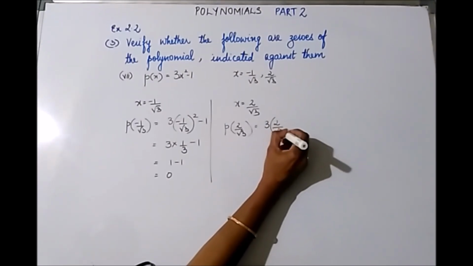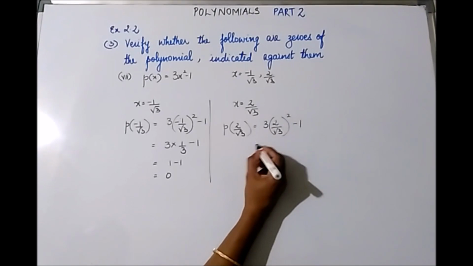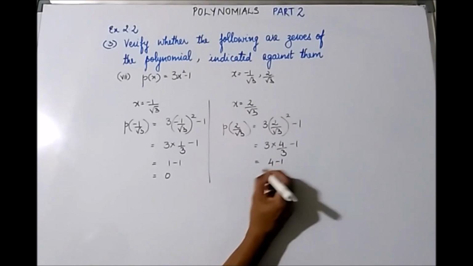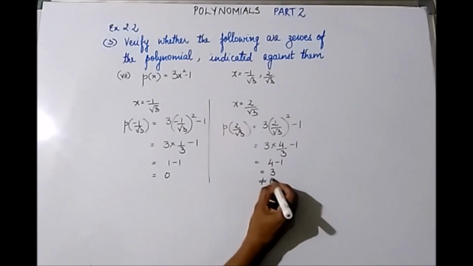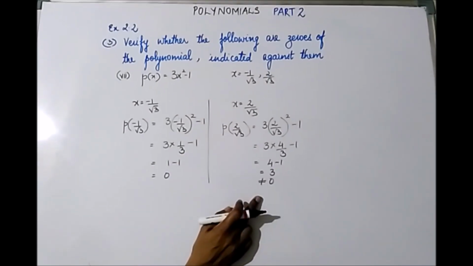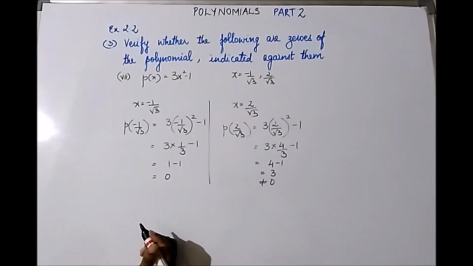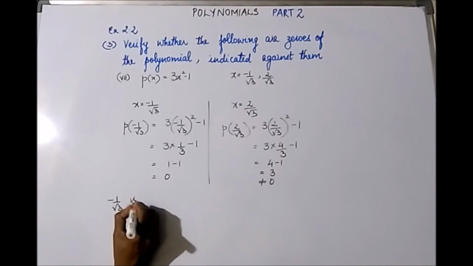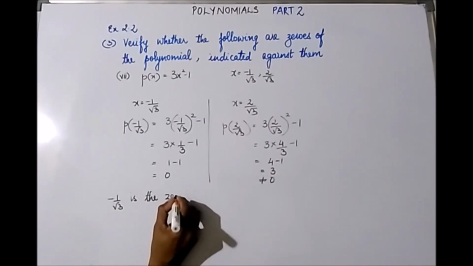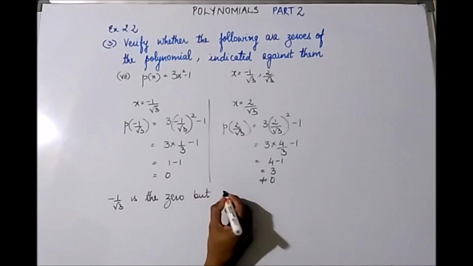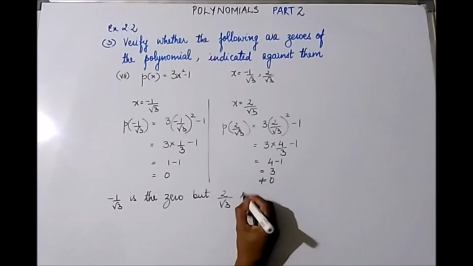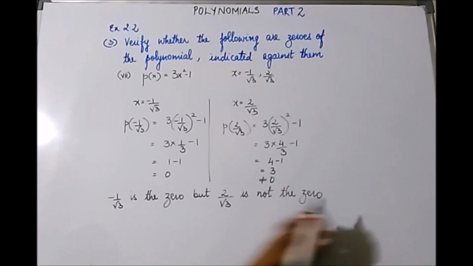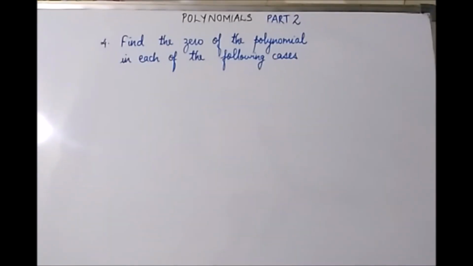Into 2 by root 3 the whole square minus 1. Here we get 3 into 4 by 3 minus 1, that is equal to 4 minus 1 is equal to 3. Now 3 is not equal to 0. Hence the value of the polynomial is not equal to 0. Therefore 2 by root 3 is not the 0 of the given polynomial. So we can write minus 1 by root 3 is the 0, but 2 by root 3 is not the 0 of the given polynomial.